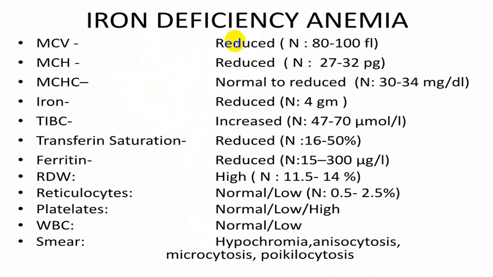So you can see that all are reduced except TIBC. So TIBC is elevated. And if you look at the WBC and platelets, they will be normal. Reticulocytes will also be normal. RDW may be abnormal, which may be towards the higher side. And in a peripheral smear, you will get hypochromic microcytic anemia.